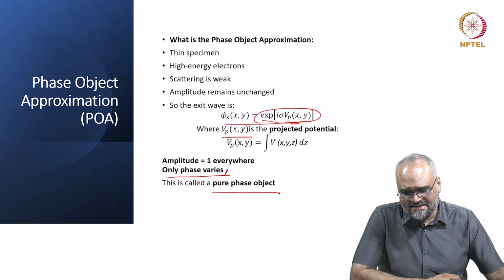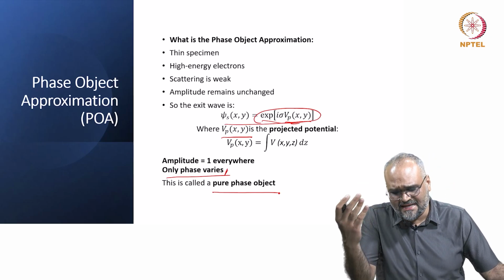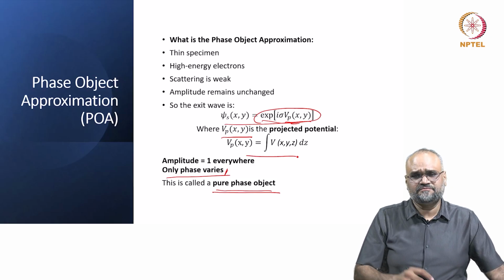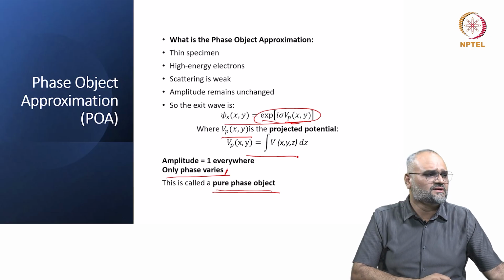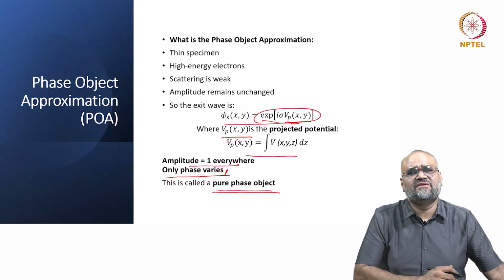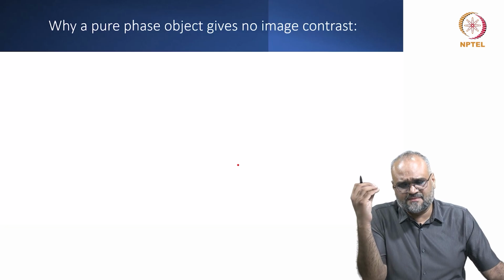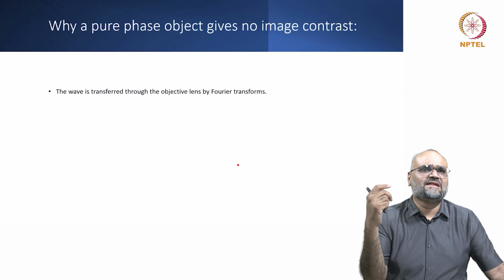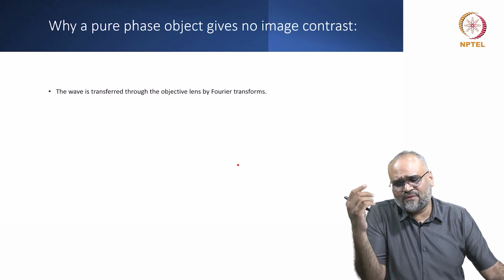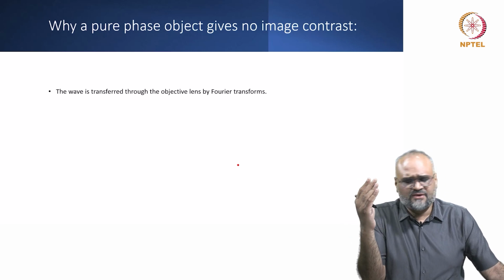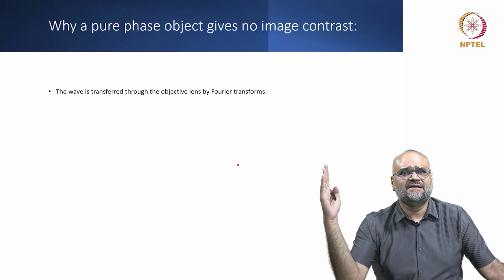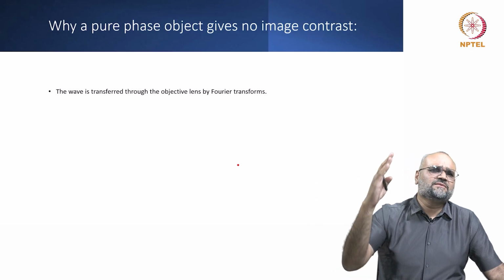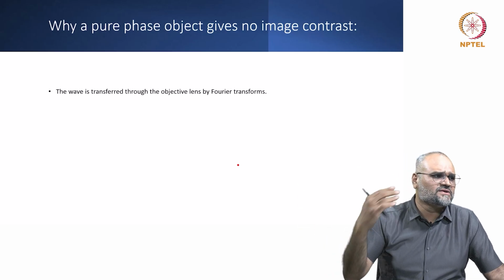So if you look at this, when I record an image, I am recording only the amplitude, and the pure phase object would not give you, from this kind of expression, any amplitude variations. So you would see the amplitude as unity everywhere. Why a pure phase object gives no image contrast is that the wave is transferred through an objective lens. We've seen the ray diagrams earlier when we understood how the lens functions. We understood that from the object plane to the back focal plane, you can look at the modulation as a Fourier transform, and from the object plane to the image plane again, you have an inverse Fourier transform.